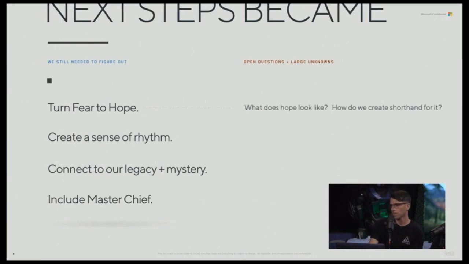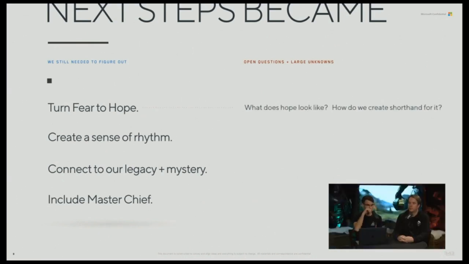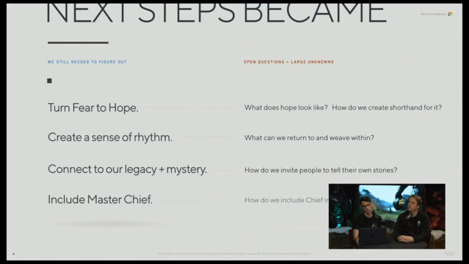So what does hope look like? How do we create a shorthand for it? How do you make a feeling visual? How do we create that sense of rhythm? What can we return to and weave within? Connecting to our legacy and mystery, what that meant to us was, how do we invite people to tell their own stories? Because the stories they tell are largely better than any story that we can create because they're personal and they're their own.